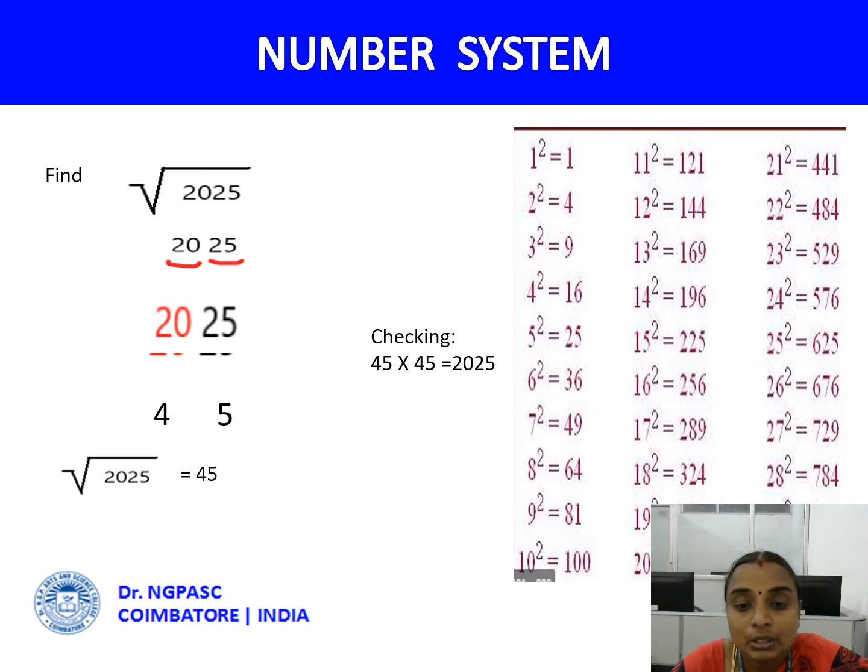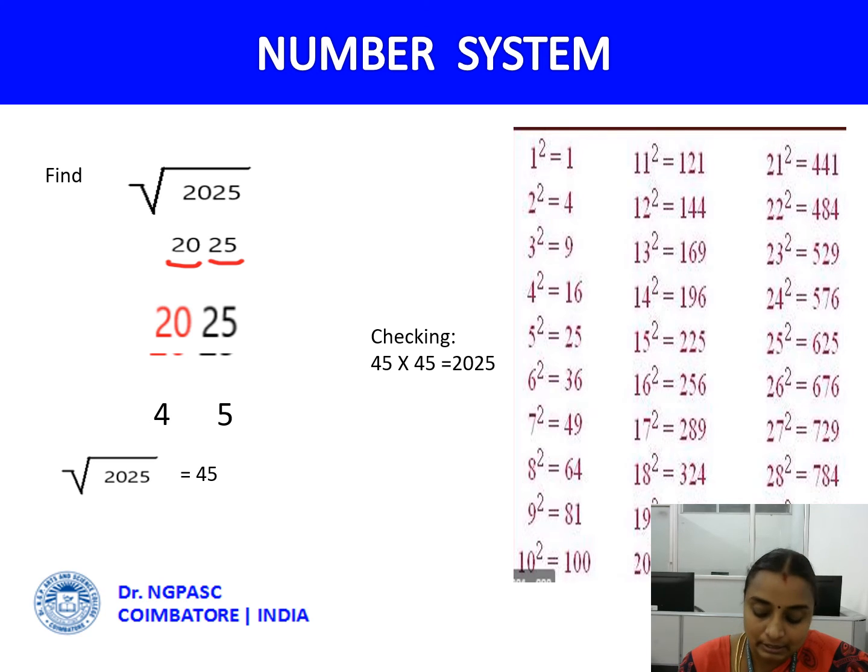In 25, I am taking the unit place, that is 5. So we have to see in the square table where the unit place 5 is coming. That is 5 square is 25. The unit place here is 5, so we have to put 5 there. Then 20. Where does 20 lie? 20 lies between 4 square and 5 square, so you have to take 4 there. So the square root of 2025 is 45.